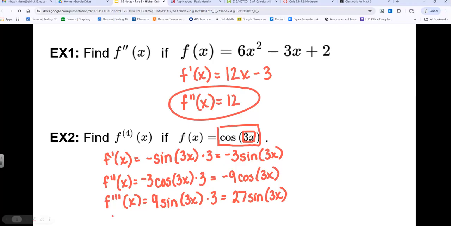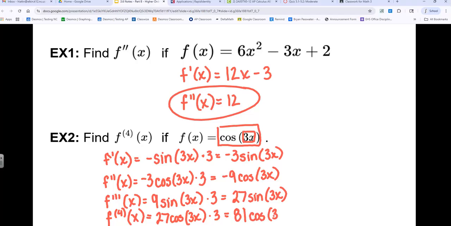And our last one, the one that they're asking us for: derivative of sine is cosine, so we're going to have 27 cosine of 3x, and we must multiply it by the 3. This is the derivative of the inside. And 3 times 27 is going to be 81 cosine of 3x. That'll be our answer there.